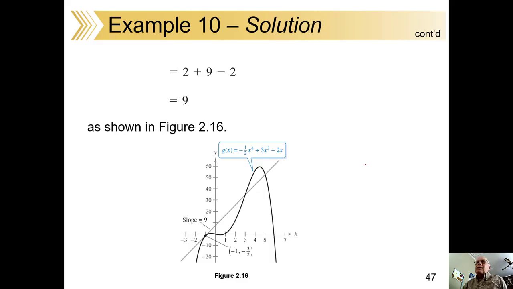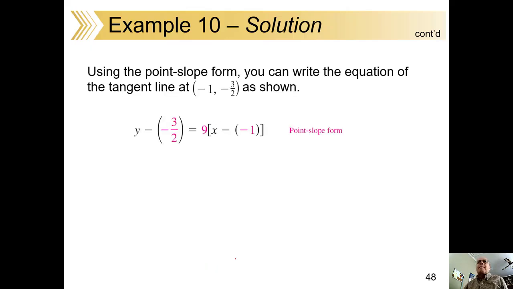Now notice the tangent line does intersect the curve at other places. That's irrelevant. All we care is that at this point down here, this line is tangent to it. And there's our line.